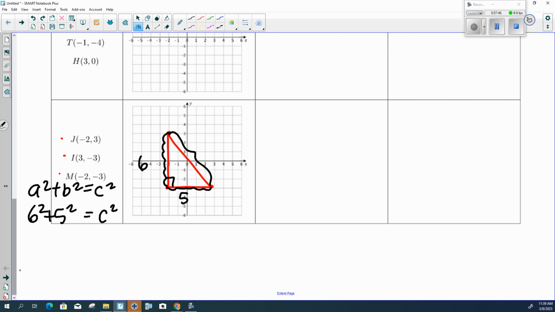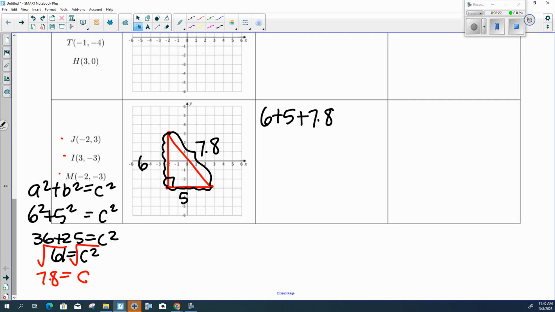So go ahead and push pause and solve this. You should be squaring, adding, square rooting. This is the step that some people get confused on. Okay, now that I found 7.8, I can use it. I don't need it for the area, actually, but I do need it for the perimeter. Adding up all the outside values gives me 18.8 units. This is our perimeter.